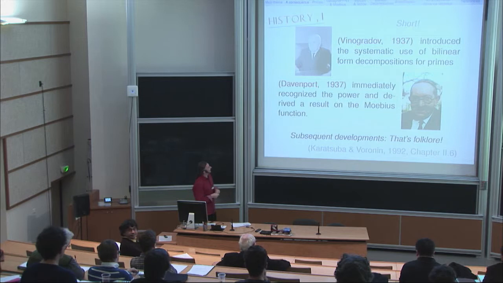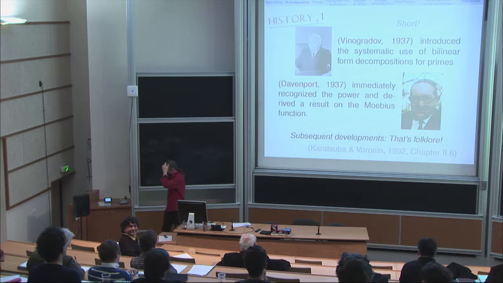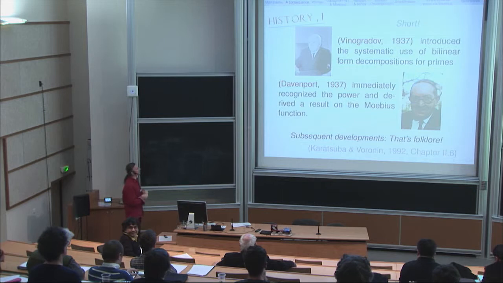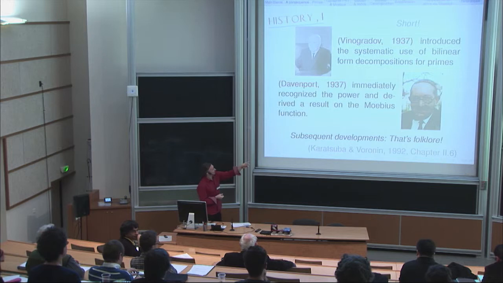And in '37, Davenport, he must just have reached Cambridge. He was young. It must be his first position in Cambridge. He immediately recognized the power, and he did something for the Möbius function. So the way he did that is fairly interesting.